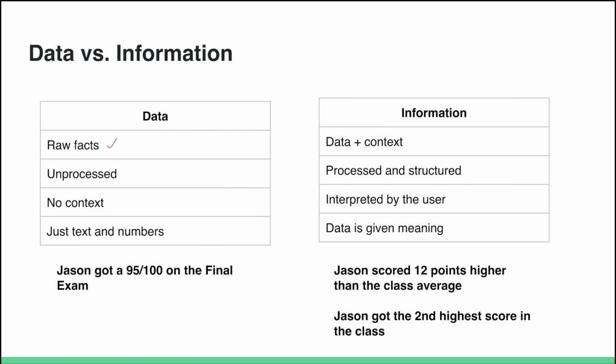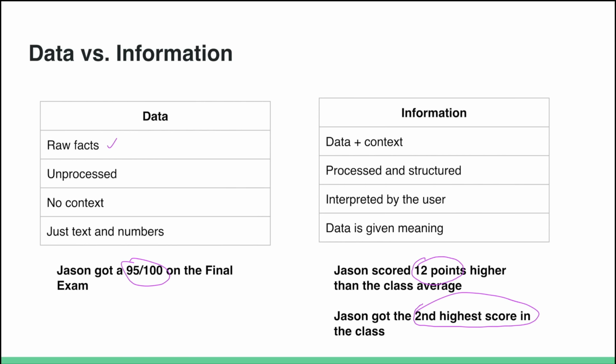So an example of data would be Jason got a 95 out of 100 on the final exam. I guess we have a little bit of context, but really what we have is a number, which is 95 out of 100. Information, on the other hand, is data plus context. So we go from Jason got a 95 out of 100 to Jason scored 12 points higher than the class average on the exam, or Jason got the highest score in the class.